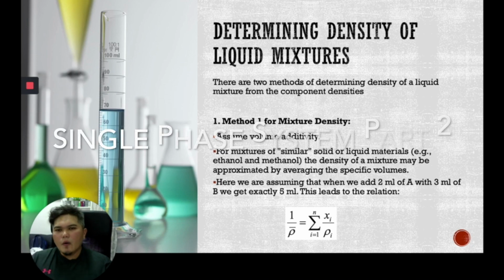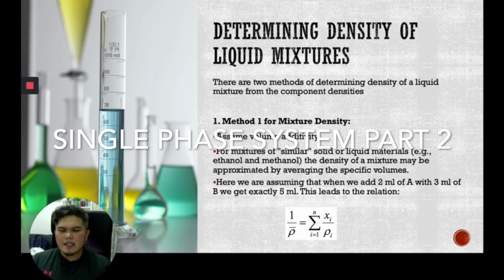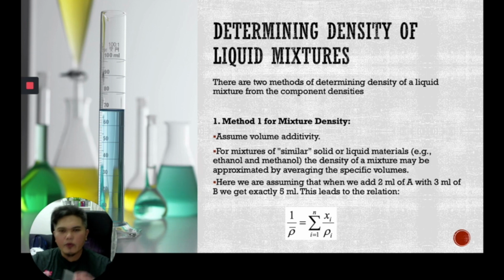Now, when we actually want to determine the density of liquid mixtures, there are three ways: you look up the values, you estimate it, or you measure it experimentally. I would like to bring you to estimating it, the second one. In order for us to estimate the density of liquid mixtures, there are actually two ways of doing that.